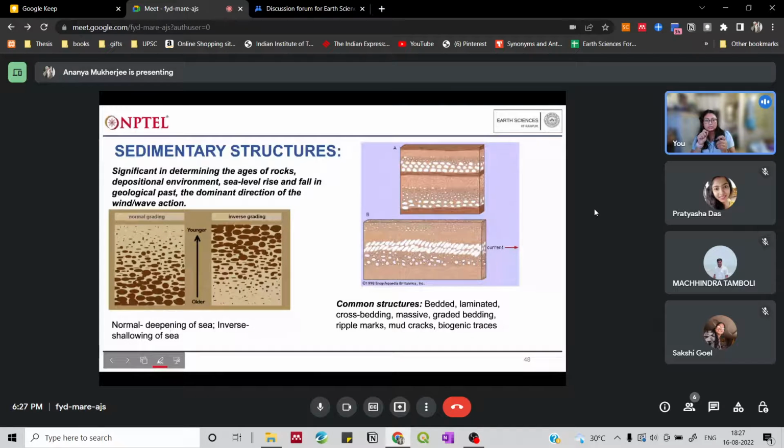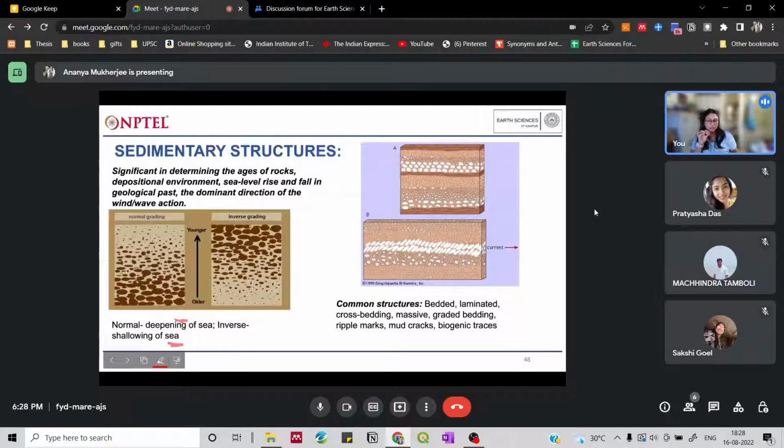So what this means is that, suppose this rock was formed in a marine environment, we can understand by judging the sequence of the sediment sizes and how they are arranged whether the sea had deepened, that is the sea level rose, or the sea level fell. Normal grading gives us an idea about deepening of sea, and inverse shows a shallowing of sea. Deepening of sea means sea level rise, and shallowing of sea means sea level fall.